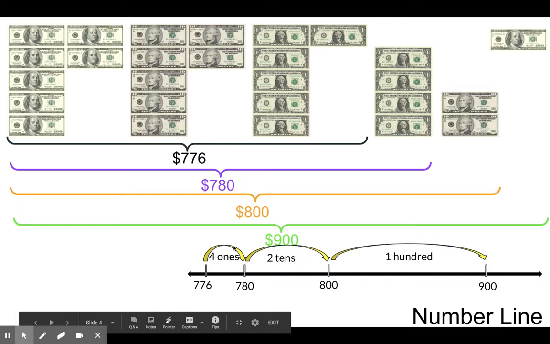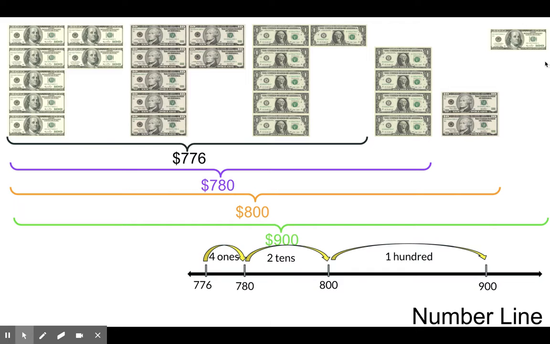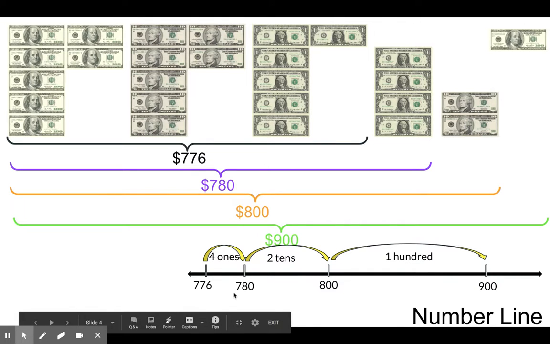776 plus 4 ones got me to 780. At 780, 2 tens got me to 800. At 800, one more 100 got me to 900. That was my goal, to get from $776 to $900, or on my number line from 776 to 900.